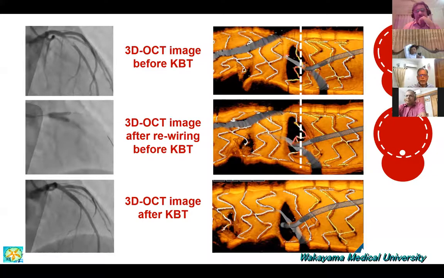And after kissing balloon, in this case, the result is ideal, right? So OCT gives you a wonderful image for demonstrating the wire position and cell position. And for the younger generation, you should be confident to do the kissing based on this image. It is very important to learn what really happened at the side branch and what the KBT is, and your result should be demonstrated clearly, right?